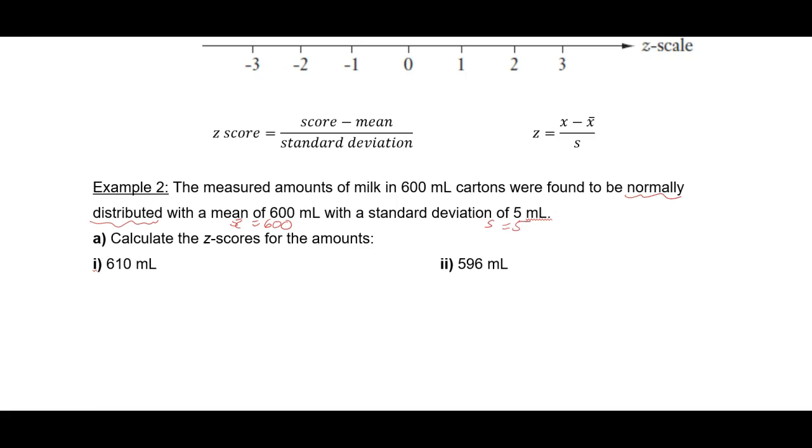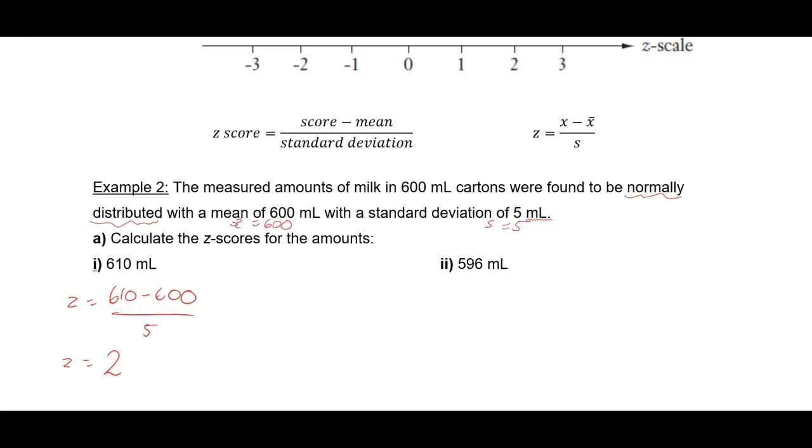But if we use the formula, I'm going to say Z equals my score minus the mean. So that's 610 minus 600, divided by a standard deviation of 5, right? So therefore my Z-score is 10 over 5 equals 2, right? Just like that.